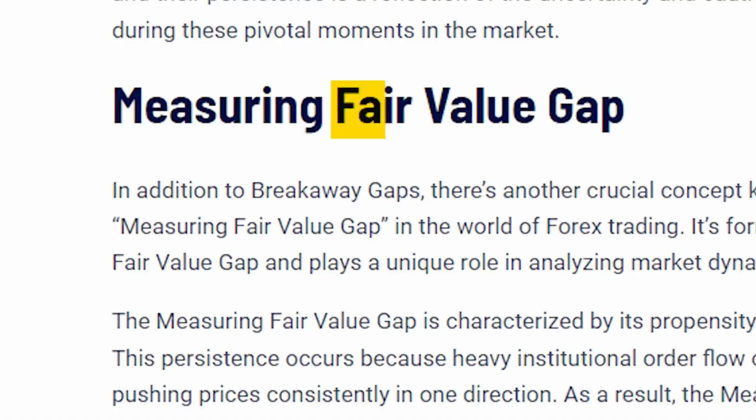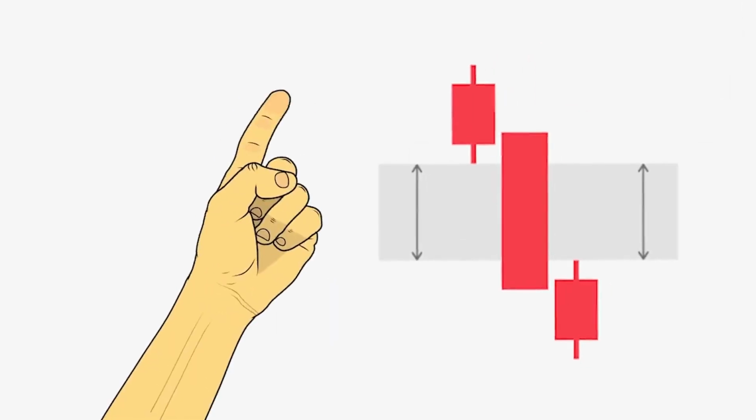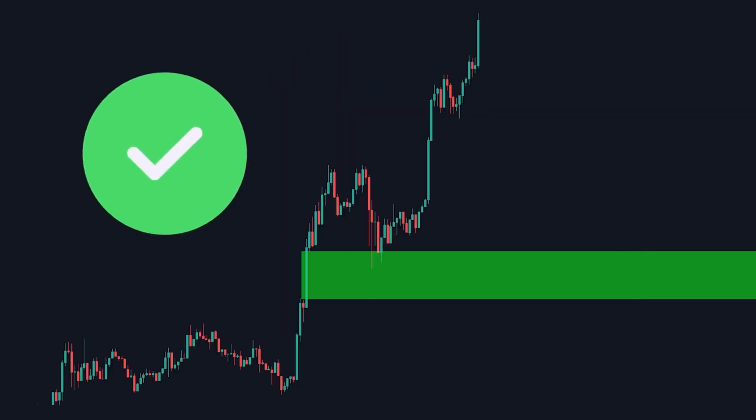Fair value gap concept. A major trading trend, popular in trading now. It has specific reasons. Due to strong market results, not all gaps are equal. This fair value gap failed to perform well. But this gap worked well. What made it successful?